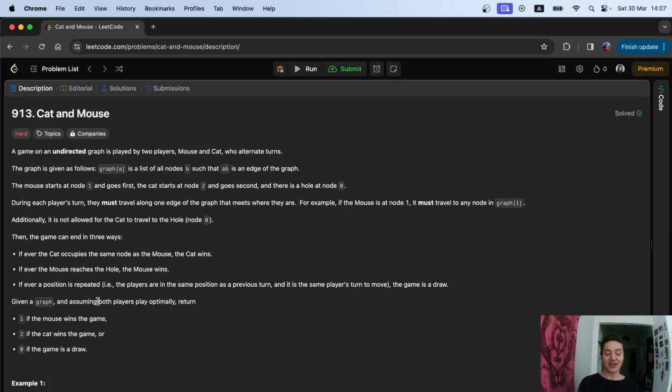Given a graph, and assuming both players play optimally, we will explain this word in a second, return 1 if the mouse is the definite winner of the game, 2 if the cat is the definite winner of the game, and 0 if the game is a draw, there is no definite winner of the game. So what does optimally mean?